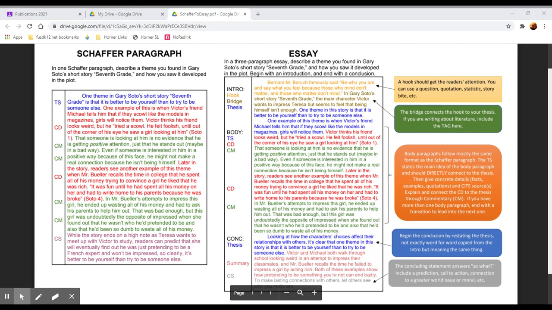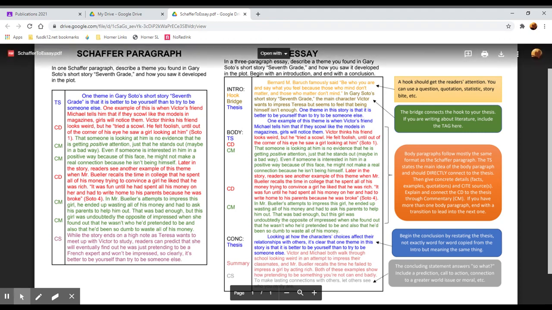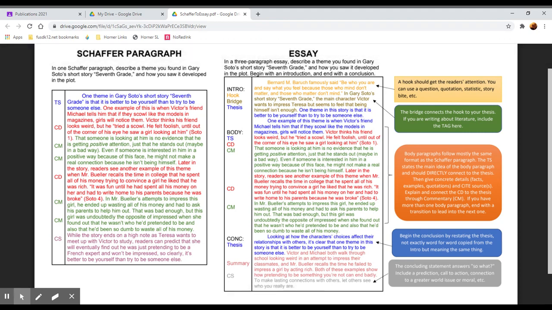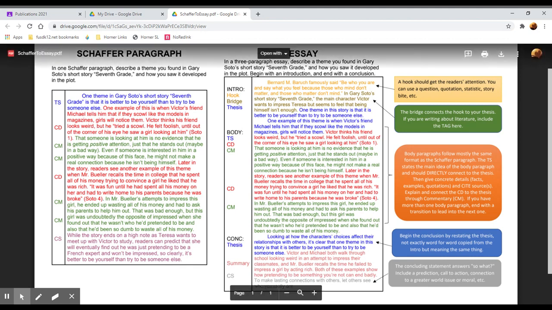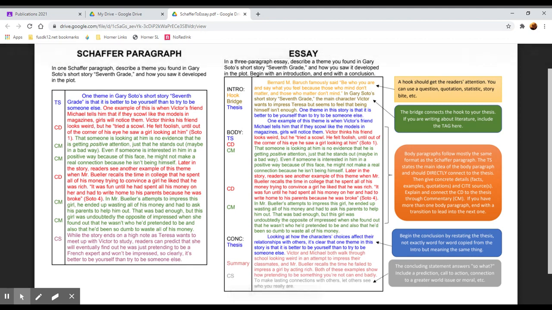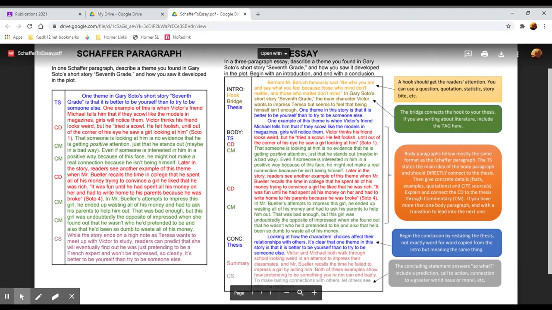One example of this is when Victor's friend Michael tells him that if they scowl like the models in magazines, girls will notice them. Victor thinks his friend looks weird, but he tried to scowl. He felt foolish until out of the corner of his eye, he saw a girl looking at him. Soto 1. So we've given context, background information. We have paraphrased and quoted this passage, and then we cited the author and the page that it came from.